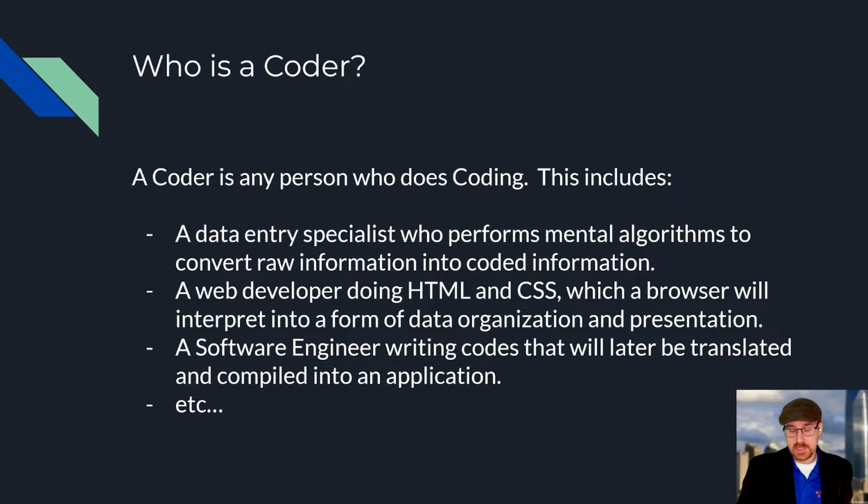But let's not just think about building software, because we have data entry specialists who aren't just entering raw data, but they're coding it. They're taking the information that they know and they're changing it in their brain using a little algorithm, like, okay, I understand this based on this other information, and I need to change it to this sort of key. So data entry, coding things, web developer doing HTML and CSS, obviously coding things, and a software engineer who's writing code that gets translated and compiled into applications. So these are all things that are coding.